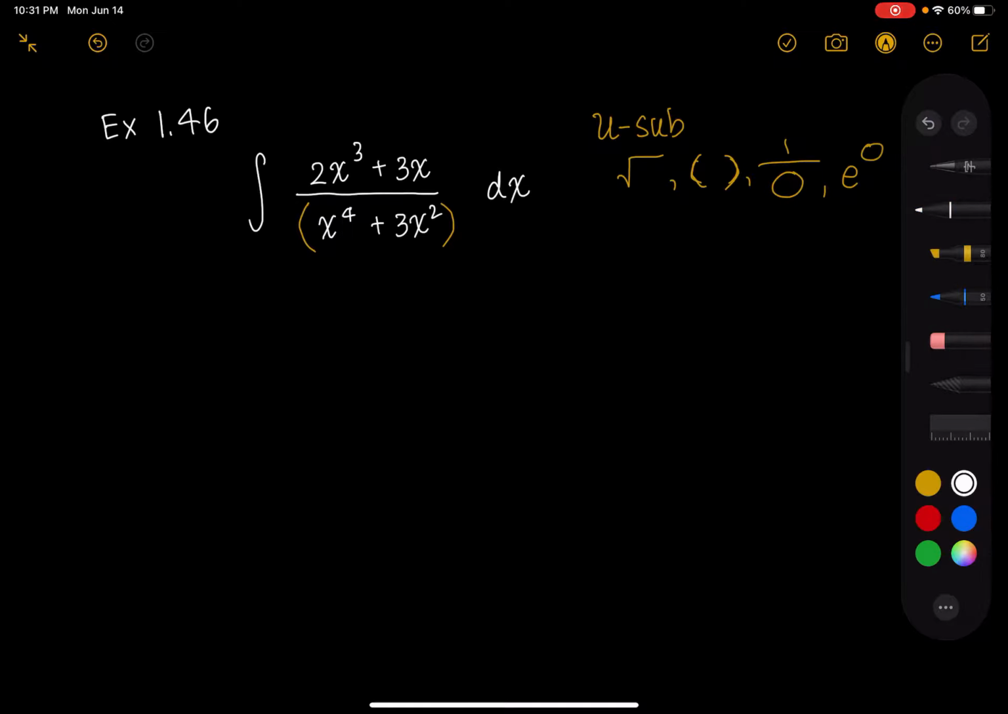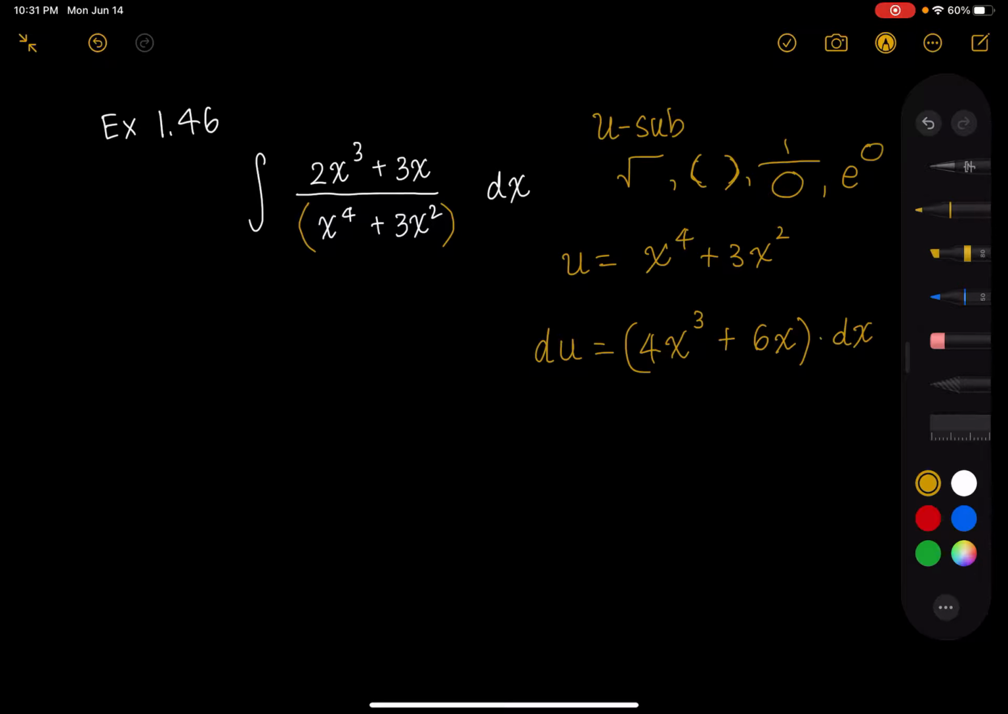So we'll set our u to be x to the fourth power plus 3x squared. And then our du will reduce the power of x by 1, right? So that's how you get x cubed. So you get 4x cubed plus 6x times dx.